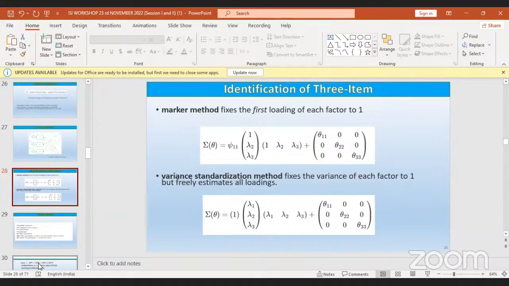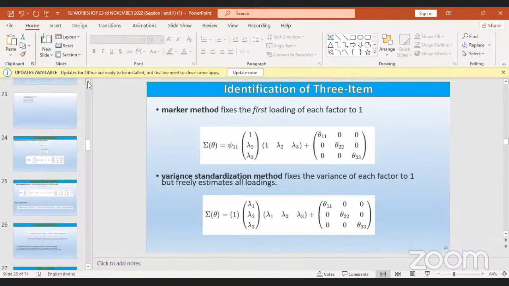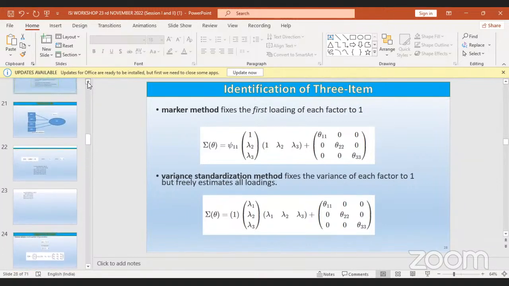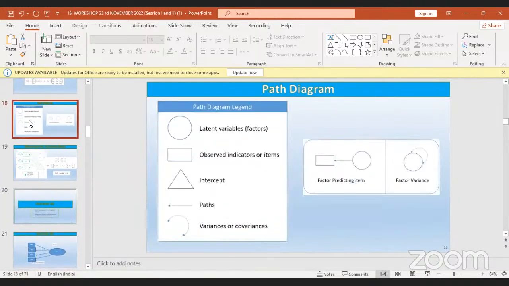Now, variance standardization method fixes the variance. Slide number 18. Okay. Ma'am, there is also another question in the chat box. I think it was asked by some other participant. It's their question. Okay.